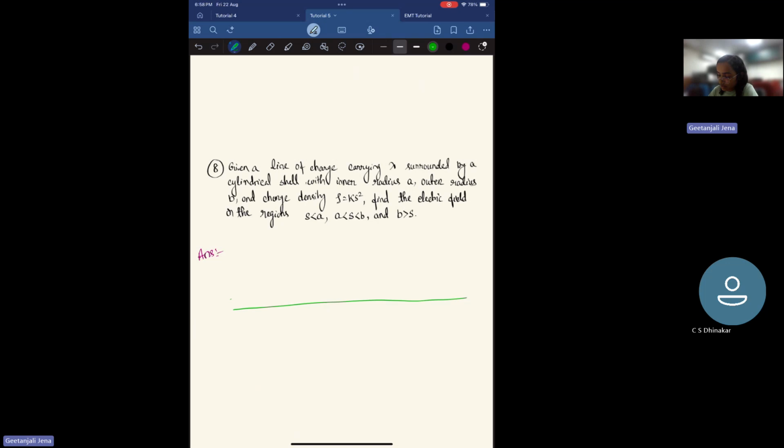So there is a linear line charge density lambda, and it is surrounded by two cylinders, inner radius A and outer radius B.